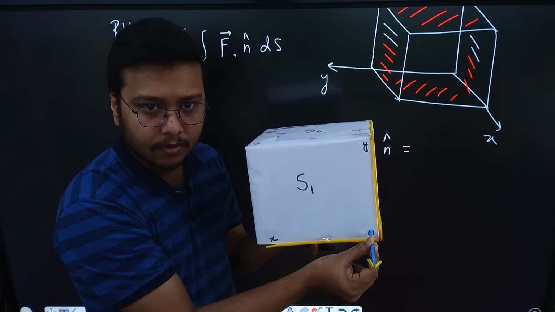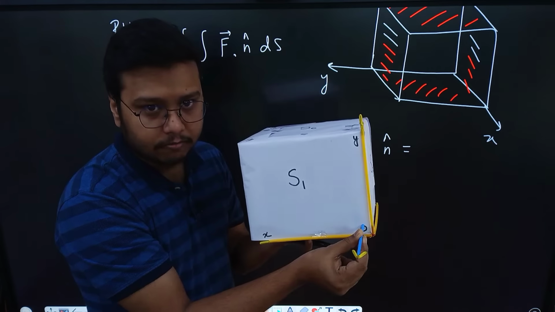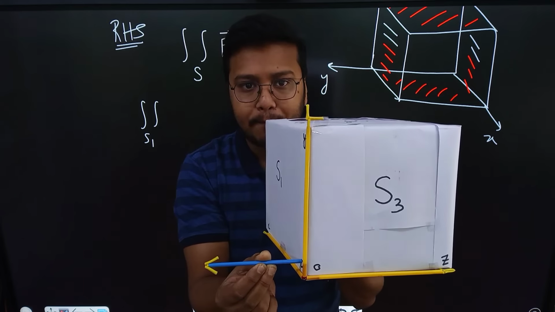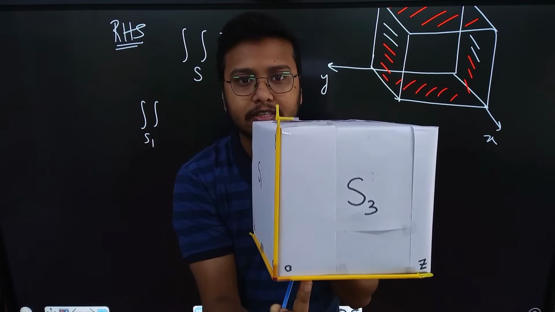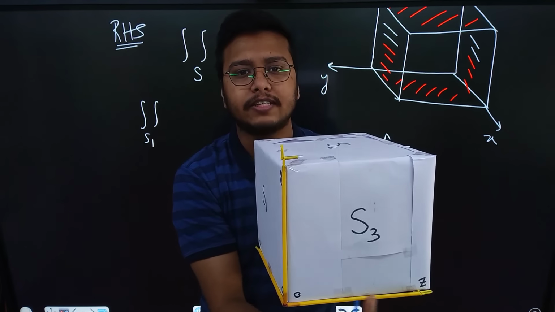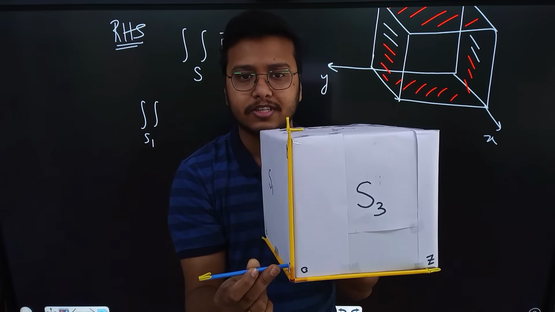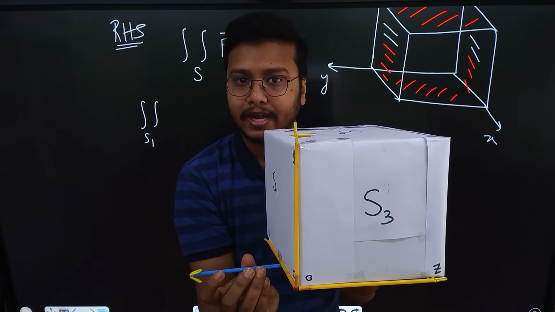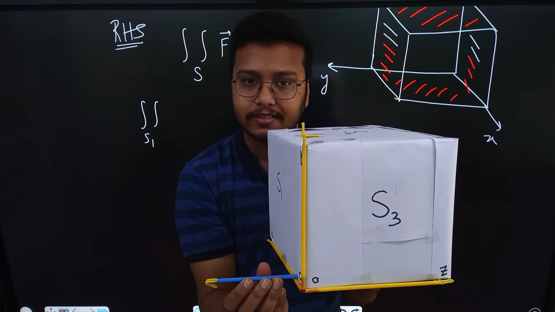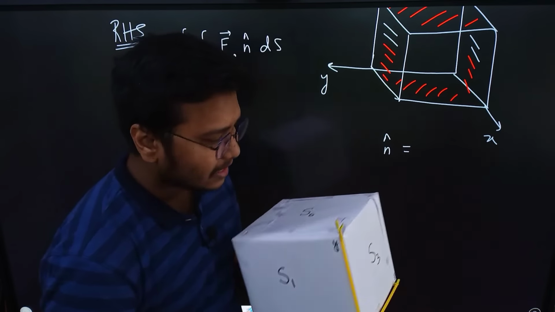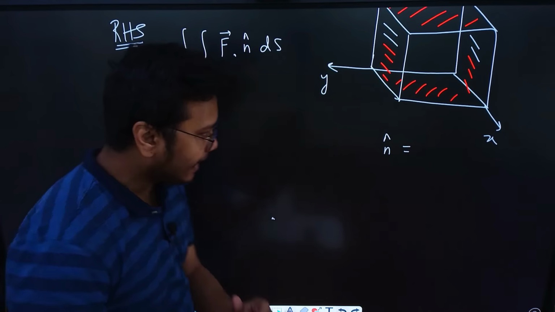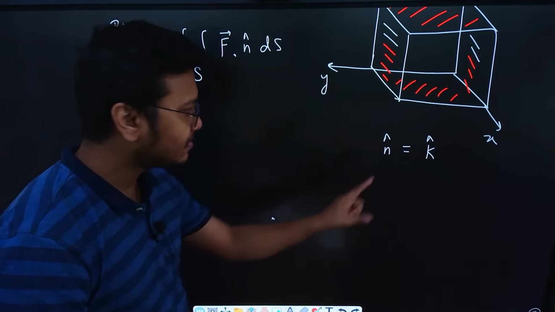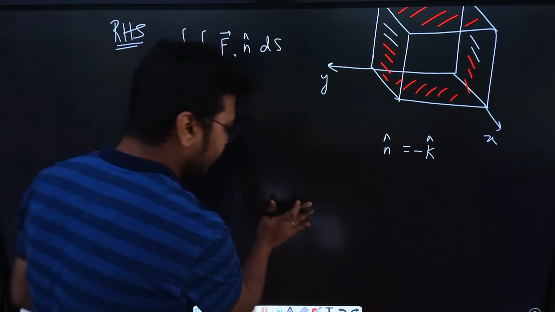Let's say I keep this point over here on the S1 surface. You can see this is parallel to the z-axis. You have the z-axis right over here, right? So this is parallel to the z-axis, but in the opposite direction. You can see the arrowhead is in the opposite direction of the z-axis. The direction of the z-axis is given by k cap. So here n cap is the opposite of the z-axis, so that's minus k cap, right?